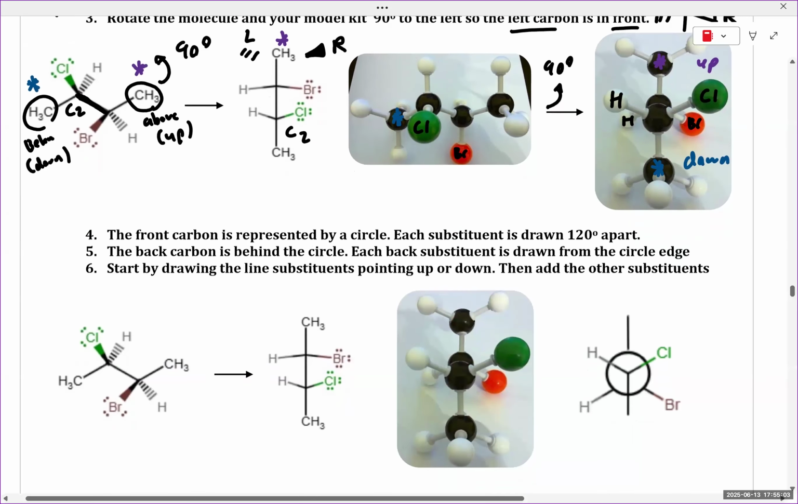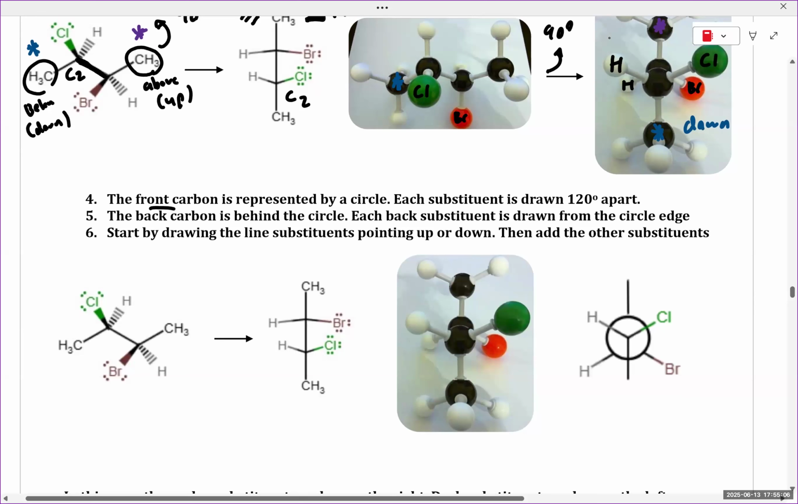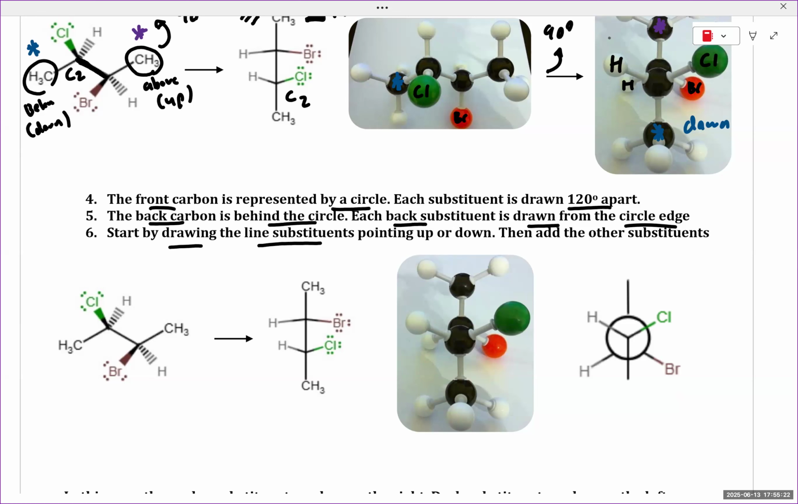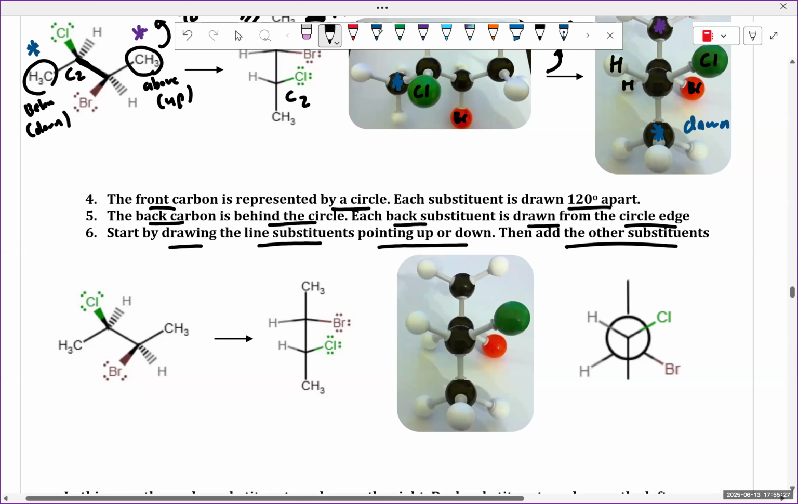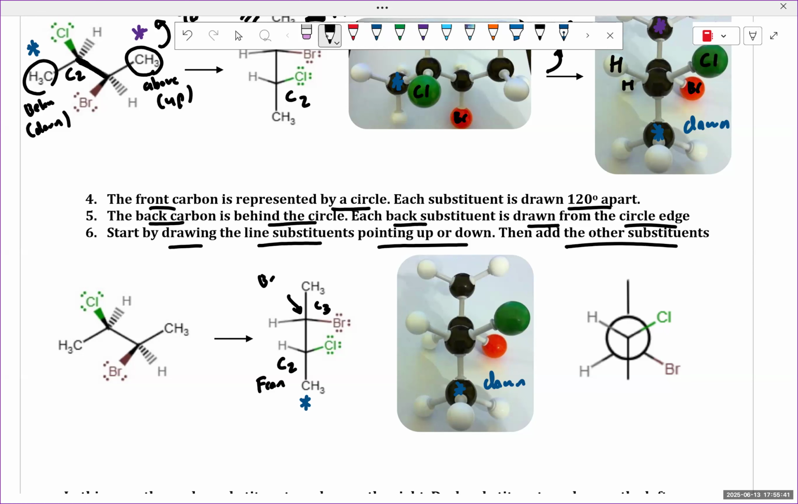Okay, now that we have our rotated view, the front carbon is represented by a circle. Each substituent is drawn 120 degrees apart. The back carbon is behind the circle, and each back substituent is drawn from the circle edge. You're going to start by drawing the line substituents pointing up or down, then you're going to add the other substituents. So, for example, in this case, this methyl group here is pointing down. This is our front carbon, C2, which is in the front. This is C3, which is in the back.